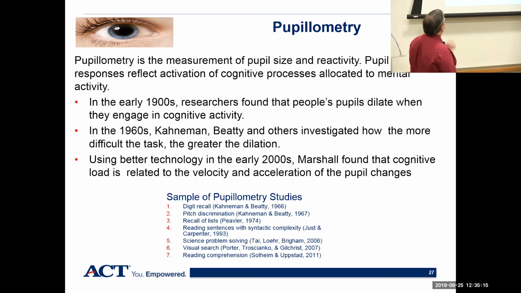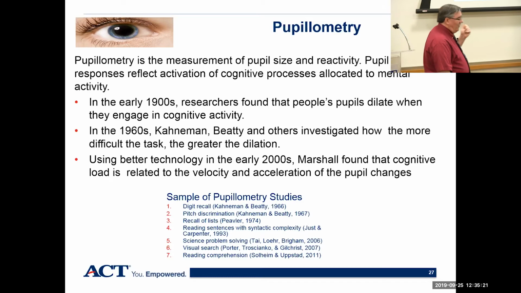Using better technology in the early 2000s, Marshall found that cognitive load is actually related to the velocity and acceleration of these pupil changes. Because the new equipment takes somewhere between 60 readings and 250 readings per second, we can now find the velocity of that pupil dilation. We can find the acceleration.